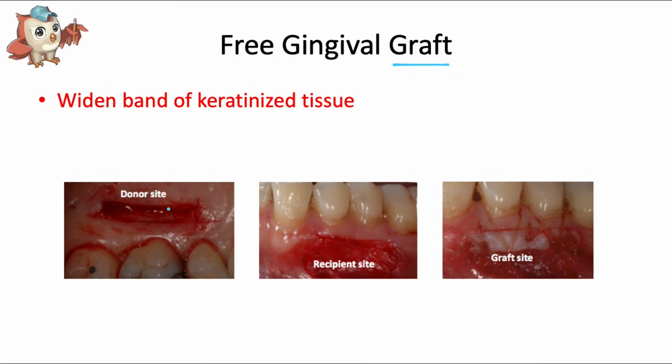3 really quick terms for you. So donor site is where the tissue is coming from, recipient site is where the tissue is being placed, where the graft is needed, and the graft site is after the tissue has been sutured in place.